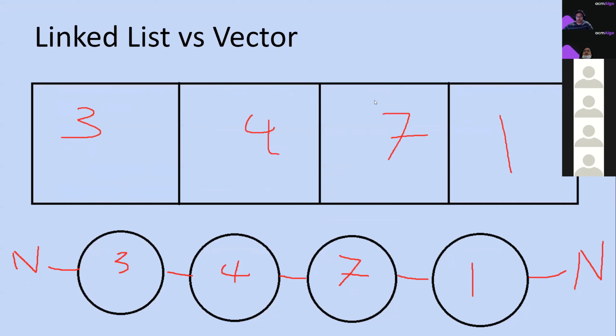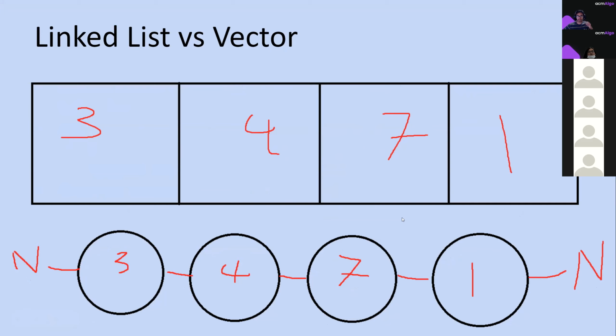Whereas in a vector, how would you get this number 7? What are the indexes? 0, 1, 2. All you have to do is do vector at 2, and you'll get that value, right? So it's O of 1 time. It's faster. However, the trade-off was the memory.